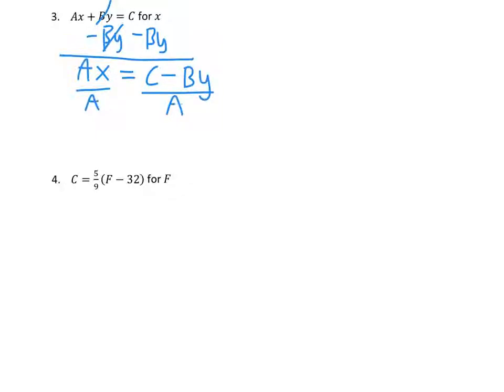Notice when we divide the right side of the equation by a, we have to divide the entire side of the equation. So the fraction bar has to go all the way across. So we end up with x equals c minus by divided by a.